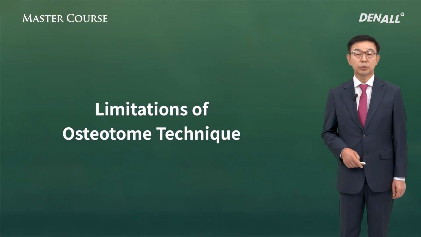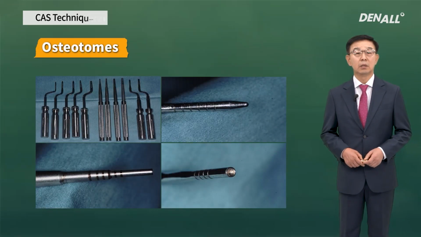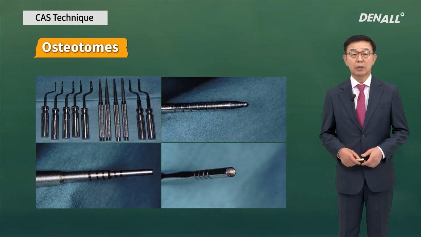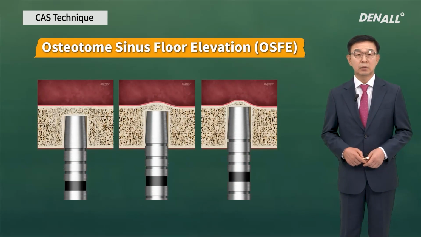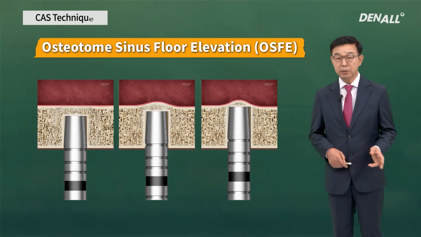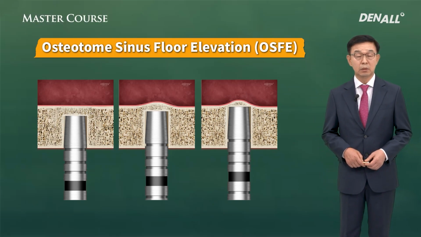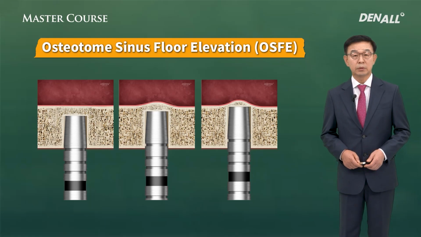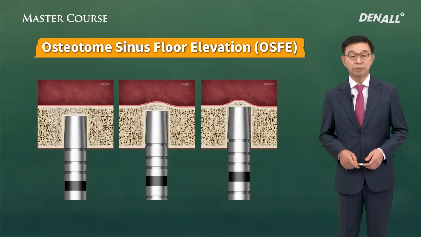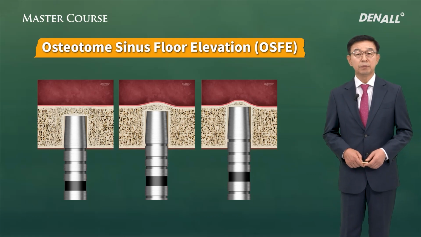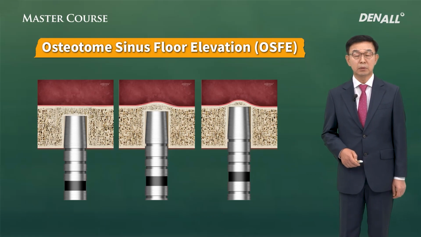Let's look at the traditional osteotome technique. In the past, various osteotome tools were used. In the sinus floor, 1 to 2 millimeter underdrilling was done, and a mallet was used. The osteotome was used for mounting, the sinus floor was fractured, and the implant was placed. This was done commonly.